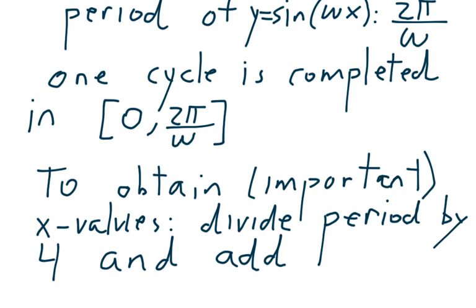So when we graph, that's what we're going to end up doing. We're going to get the period, which tells us the interval on which one cycle is completed. And to get the important x values, we divide by 4. And we're going to add that quotient repeatedly. You'll see what I mean when we do an example now.